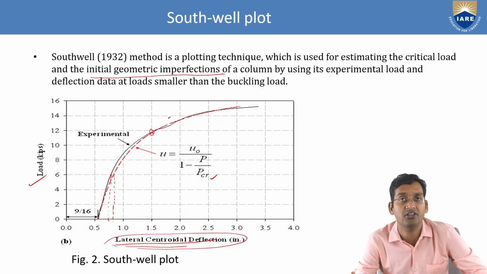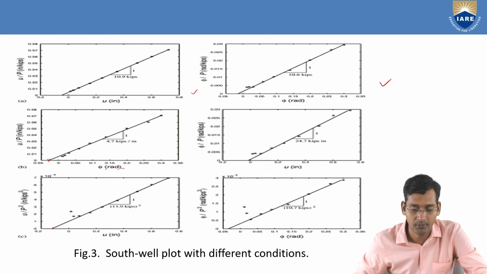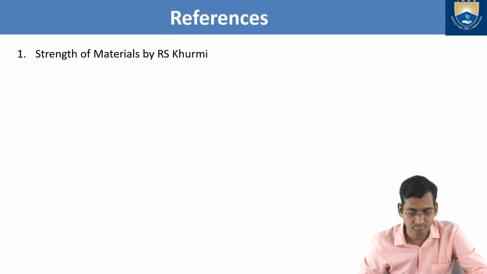If experimental data is given, plot the curve, then see for what load how much deflection will be there. Or if you want to find the load for that particular deflection, then see how much load is coming on the graph for that deflection, and that will be the load acting. Okay. So these are the different types. Already we discussed.